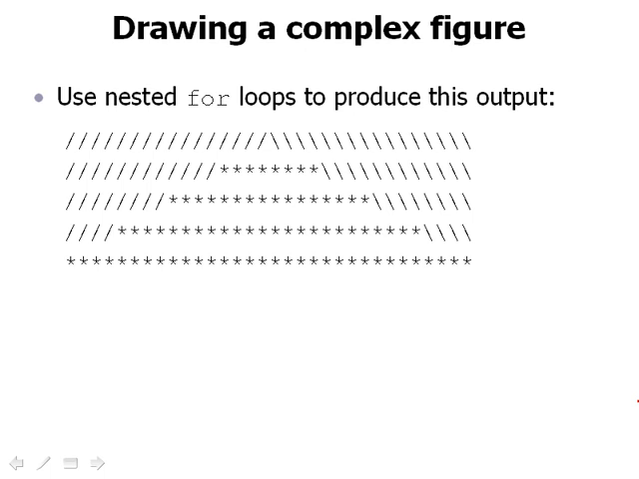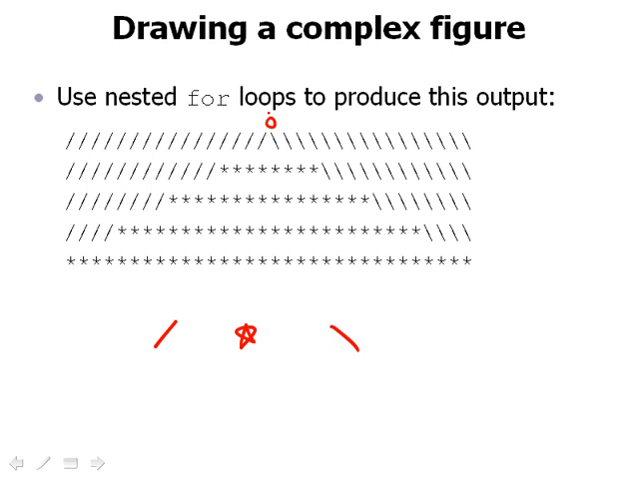The figure has several different lines of output, and each line has a pattern of characters that appears on the line. The lines have some number of slashes, and then some number of stars, and then some backslashes. So that's the general pattern of the contents of each line. The first line is an exception in that there are no stars here, but you could think of it as following the same pattern, just having 0 stars in the middle.